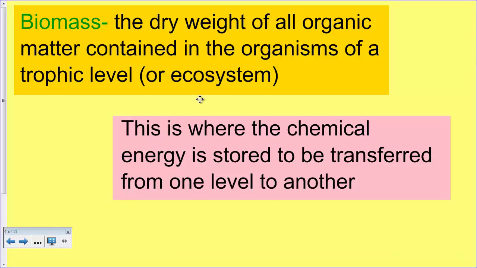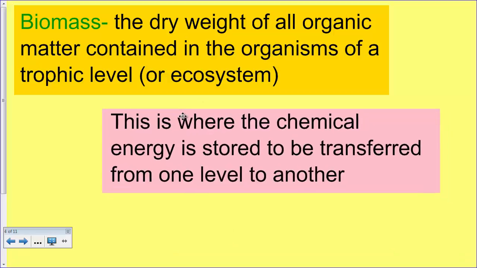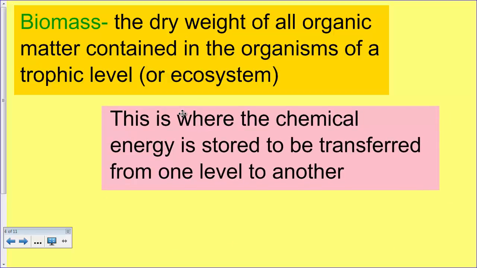So a little bit of terminology here. We're going to take all of the weight, all of the mass of all of the organic matter at one particular trophic level, and we're going to call that the biomass. Now, we could do it for a whole ecosystem. In fact, we do that a lot of times for specific studies. We'd say this is the biomass of this area of swampland. But the way we're going to look at it is by trophic level. And so the biomass here is where we're going to get the energy from.